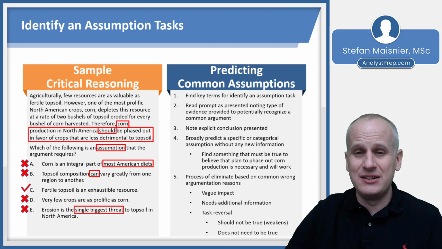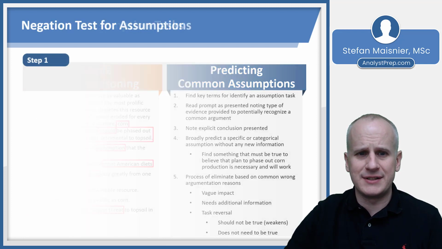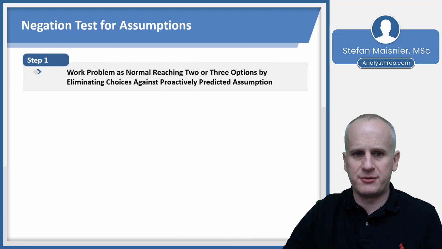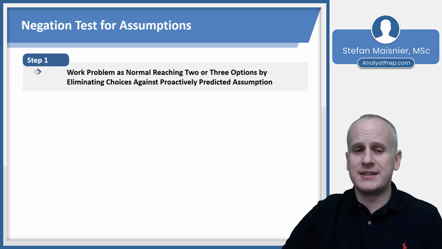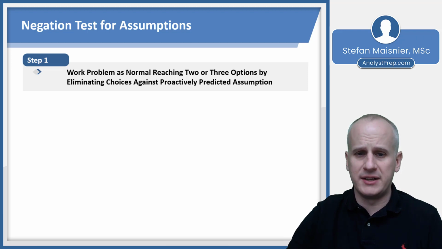And this leads into the idea, as we were thinking through this choice, of the extra device you can use to work through assumptions. And that, of course, is going to be the negation test for assumptions. So step one for the negation test is to work the problem as normal, reaching 2 or 3 options by eliminating choices proactively against your prediction.